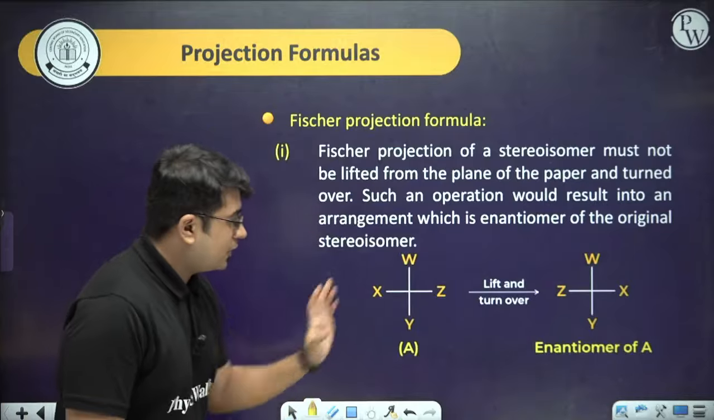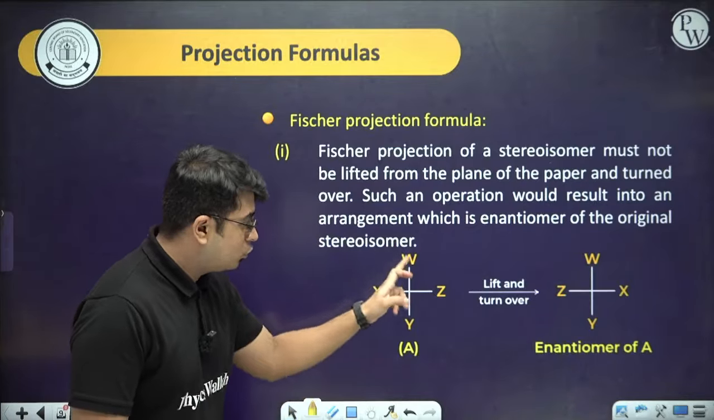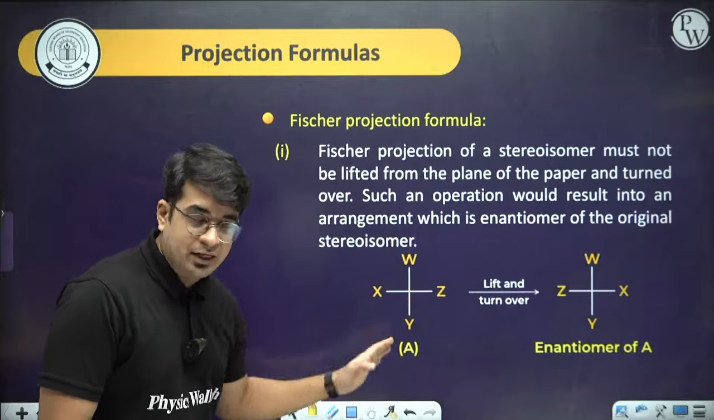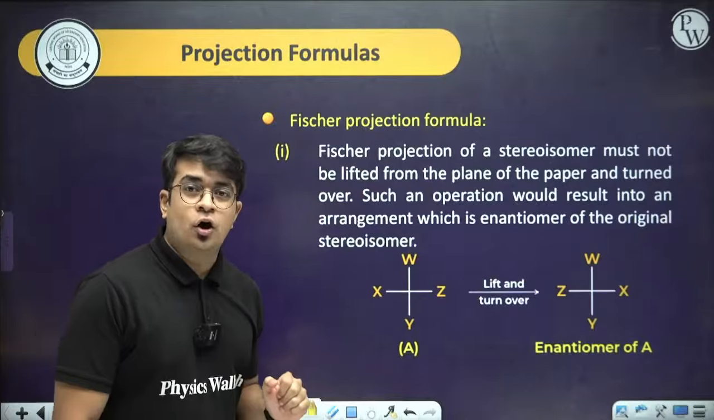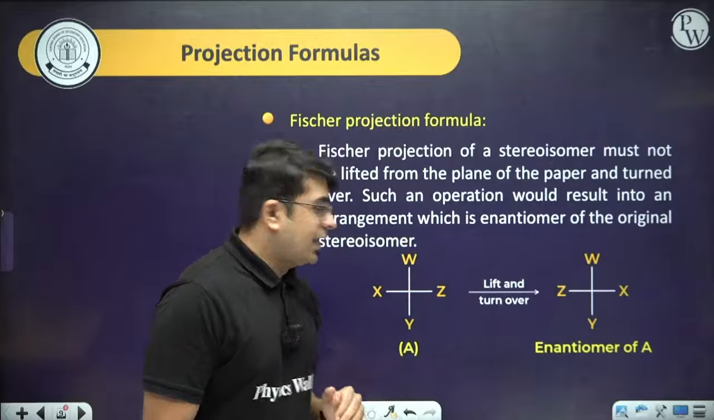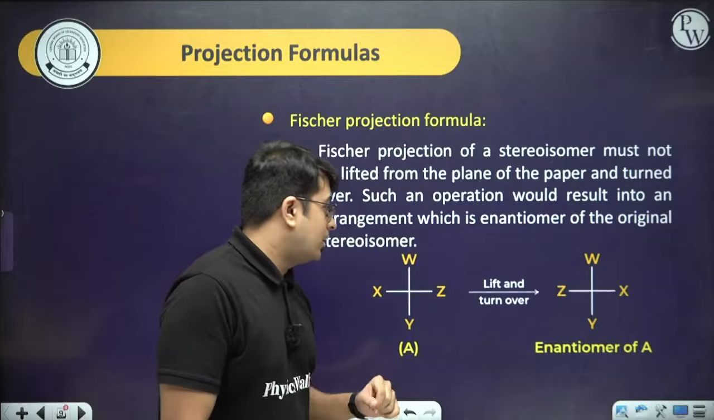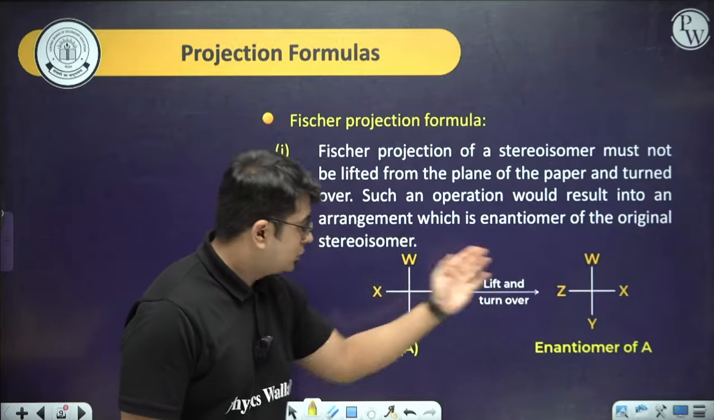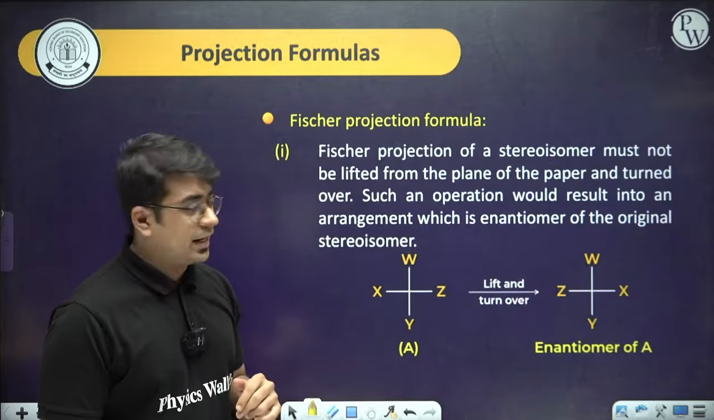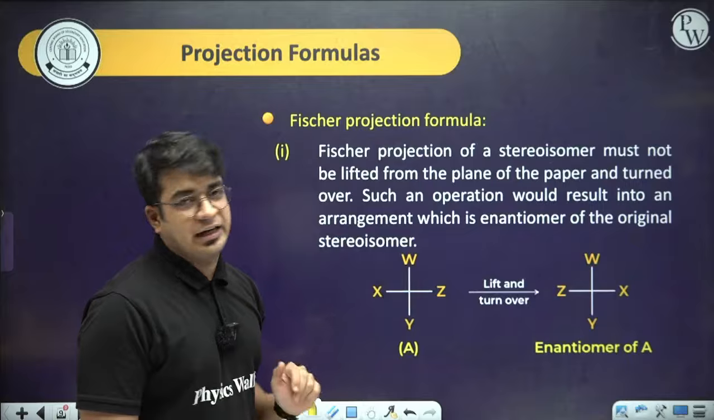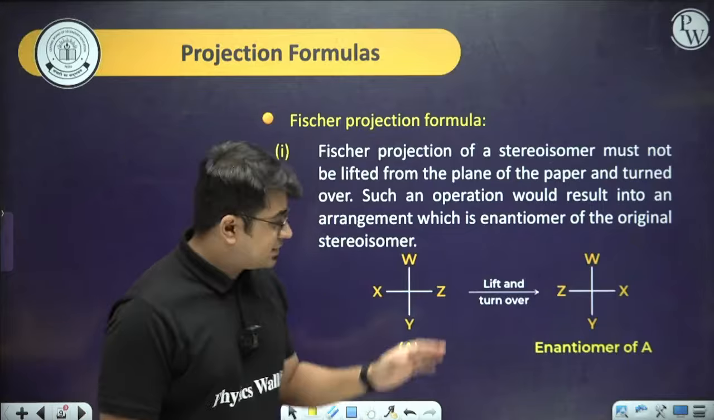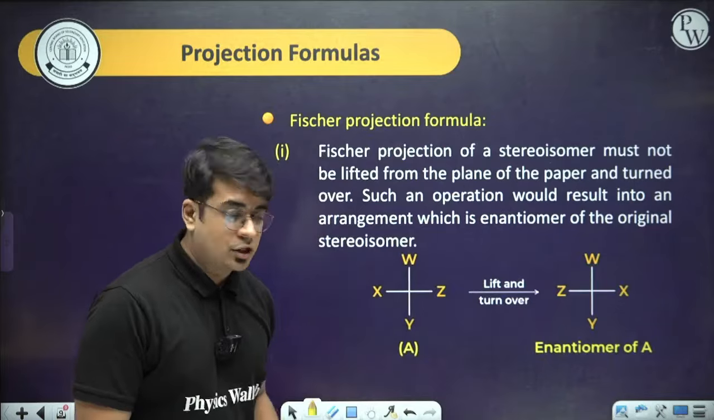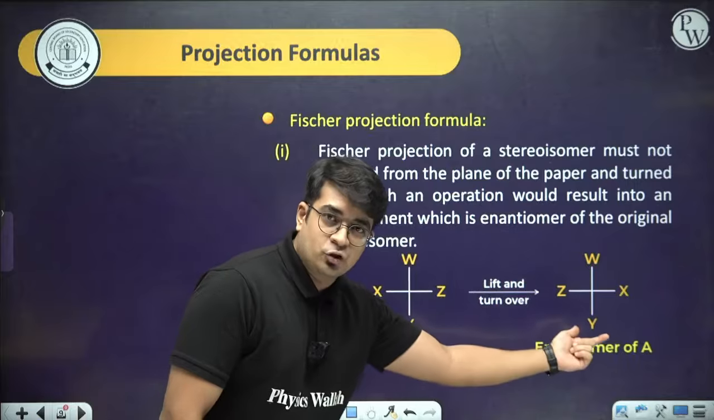For example, if I want to talk about this entire part, we have W, Y on the vertical line and X and Z on the horizontal line. If I want to lift and turn over the entire part, it will become like this, because it's going to be turned down like that. So you can see W and Y will remain as they are, and X and Z are going to change their positions. It's like the mirror image. So this part is the enantiomer of this entire part.